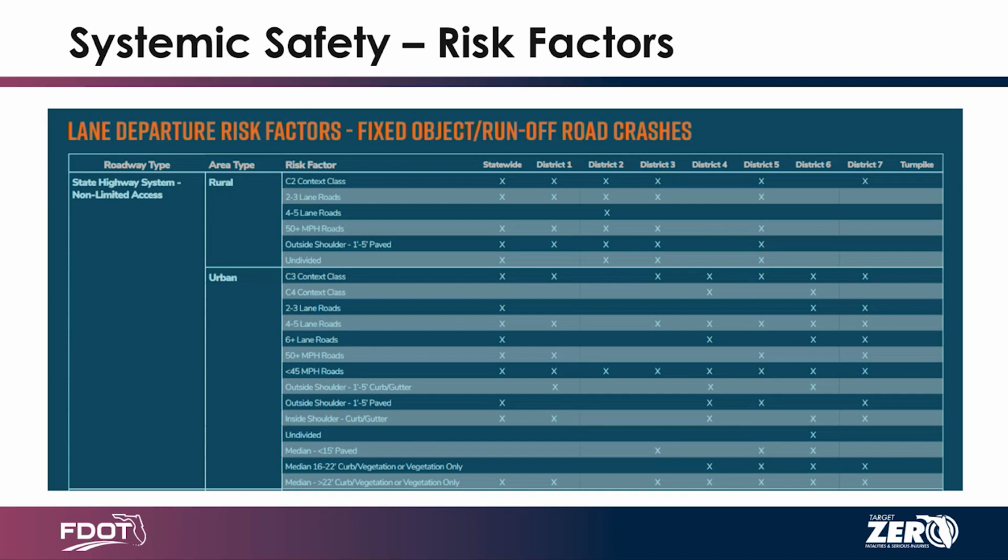So District 4, you're very urban, so you're looking at C3 and C4 context class, 4 to 6 lane roadways, under 45 miles per hour. It looks like all shoulders, whether they're curb or gravel, curb and gutter, and then it looks like your larger medians from 16 feet on start to become your locations where you really start seeing run off the road crashes.